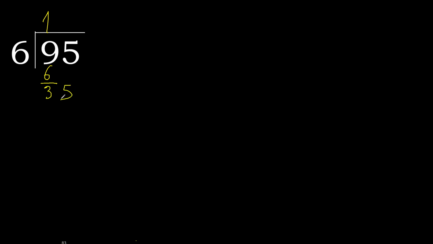Next, 35. 6 multiplied by 6 is 36, which is greater. Multiplied by 5 is 30, okay, which is not greater. 35 minus 30 is 5, okay? Next, there is no number left, therefore we complete.